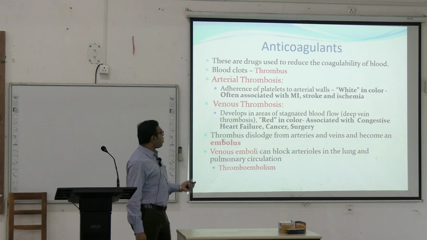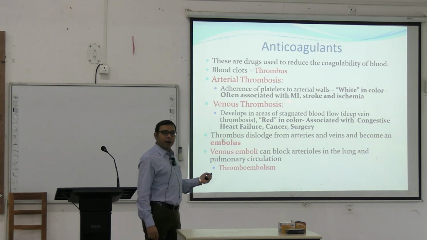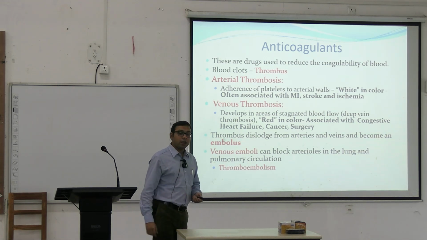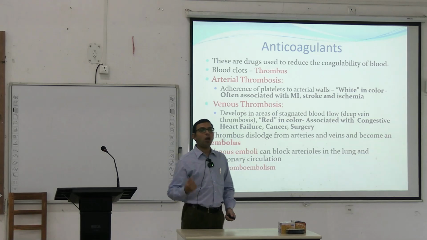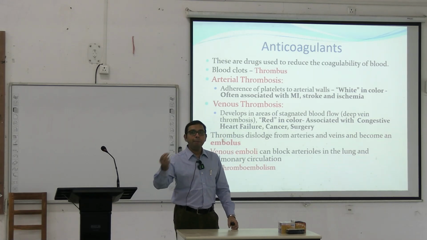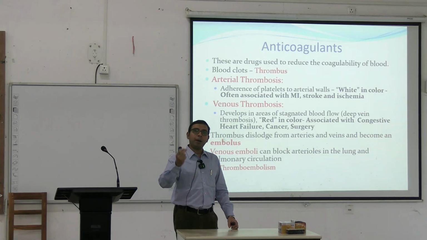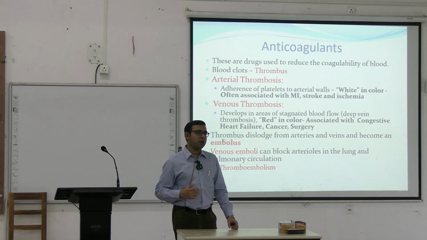So now coming to the anticoagulants, already we have discussed arterial thrombosis and venous thrombosis, and this thrombus can be dislodged and form an embolus and cause thromboembolism. They can block the blood vessels anywhere in our body. Okay.